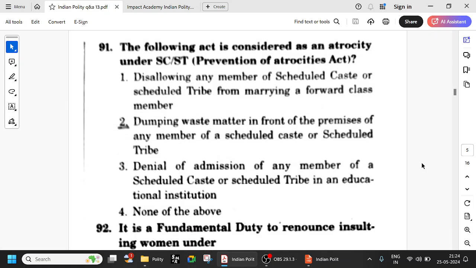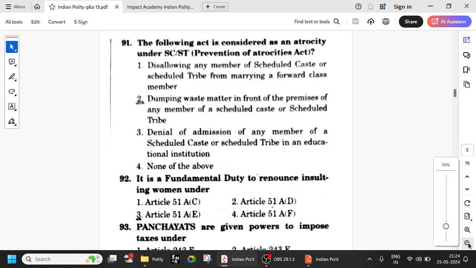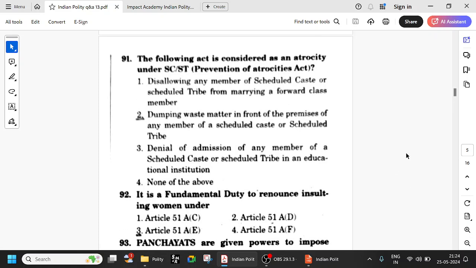So the following act is considered an atrocity under the SC/ST Prevention of Atrocities Act. Disallowing any member of a scheduled caste or scheduled tribe from marrying a forward class member. Dumping waste matter in front of the premises of any member of a scheduled caste or scheduled tribe. Denial of admission of any member of a scheduled caste or scheduled tribe in an educational institution.